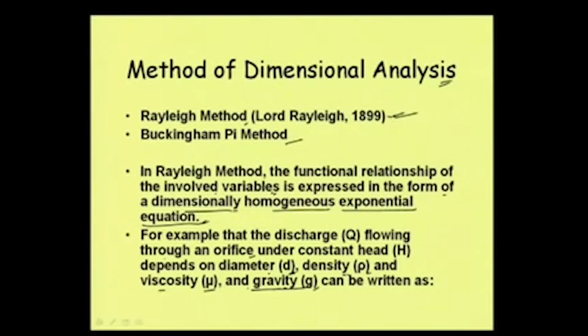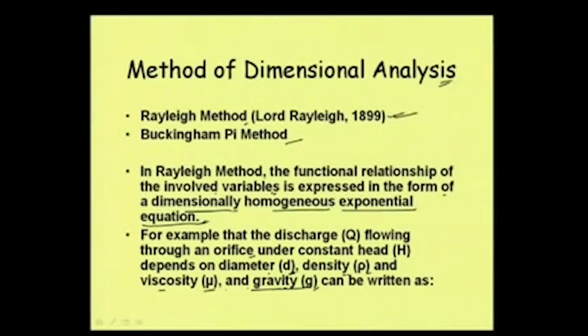Well, how much water will flow through the orifice depends on the constant head under which it is flowing. It will depend on the density of the fluid, definitely on the diameter of the orifice, and on the acceleration due to gravity. And definitely on the viscosity mu. If a highly viscous fluid is kept, a smaller amount of that fluid will flow than a fluid of lower viscosity. So all these parameters are influencing. Well, now how can we write that in Rayleigh's method? We are talking about the Rayleigh method.